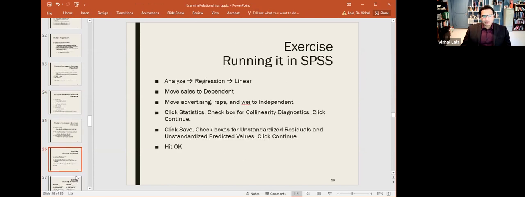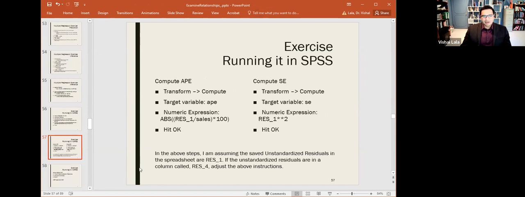I want to highlight one more thing before we move on, which is that when you construct your residuals and predicted values columns, we had a res1 and a pre1 variable showing up. If you rerun the analysis, your new columns will be called res2, pre2. When that happens, you may have to adjust your compute variable accordingly. Specifically, let's take a look at what happens if you were to rerun this analysis.